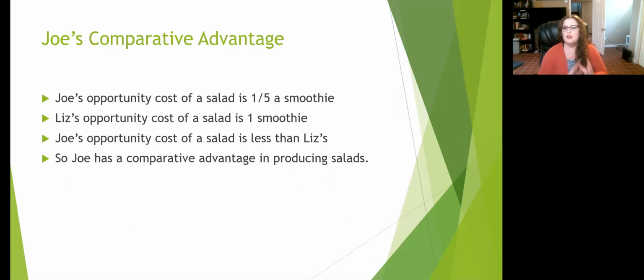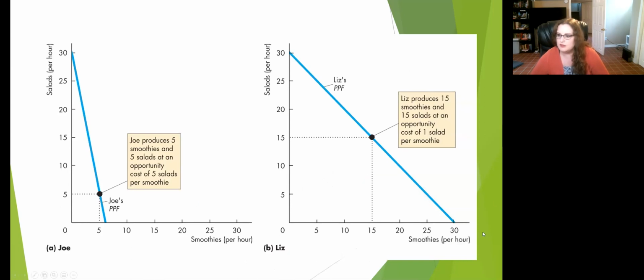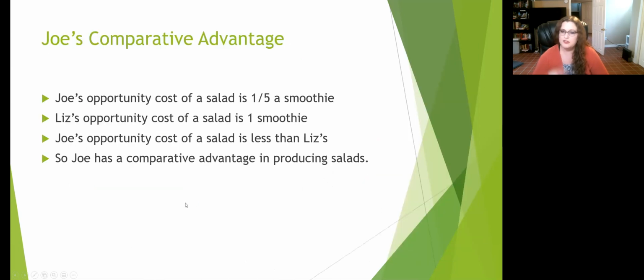So let's think about their comparative advantage. Liz has the absolute advantage in smoothies. She can make way more smoothies. They're kind of equal on salads. But what is their comparative advantage?